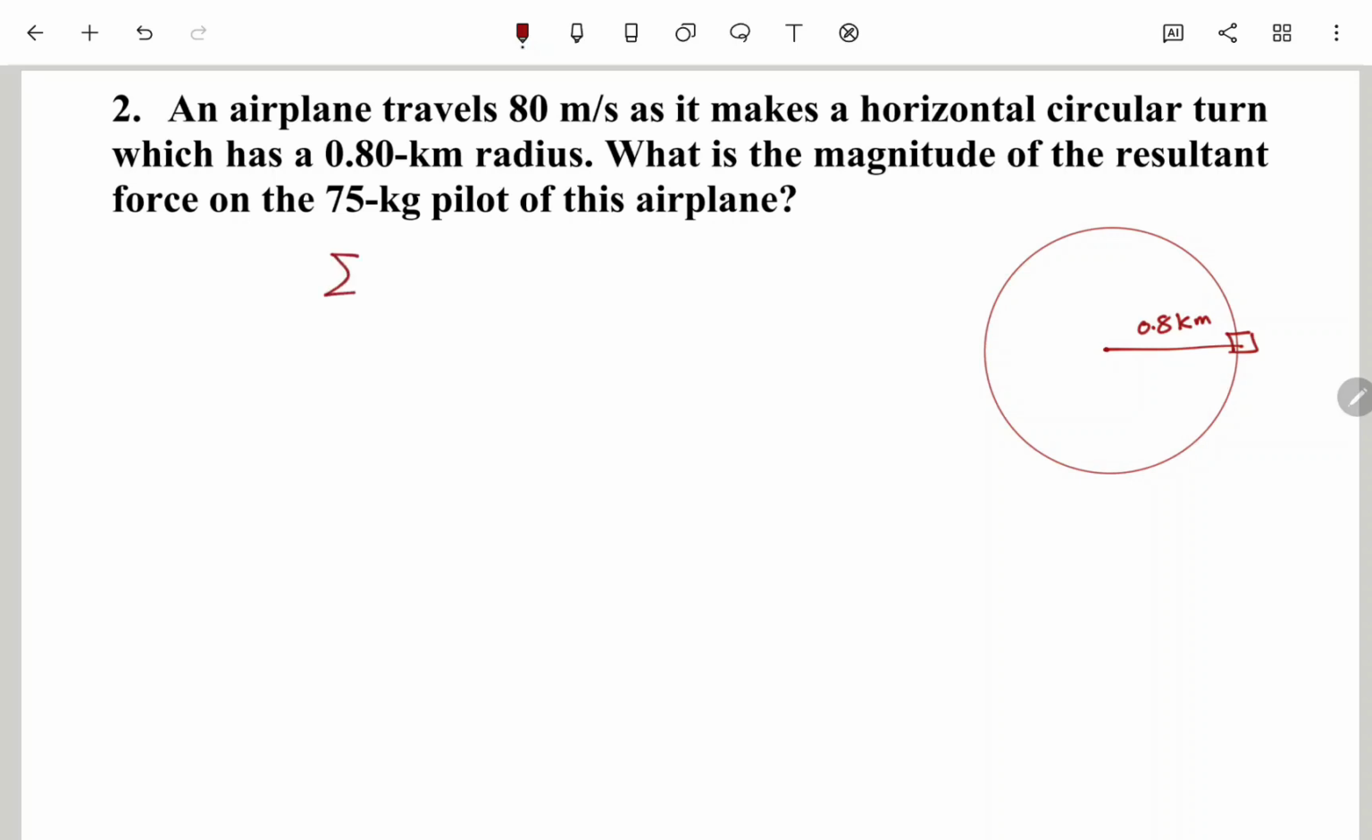Now the sum of all forces is equal to mv squared over r, and the net force, which is F in this case, is equal to 75 times 80 squared divided by 800, or 0.6 kilonewtons, and this is the magnitude of the resultant force on the 75 kilogram pilot of this airplane.